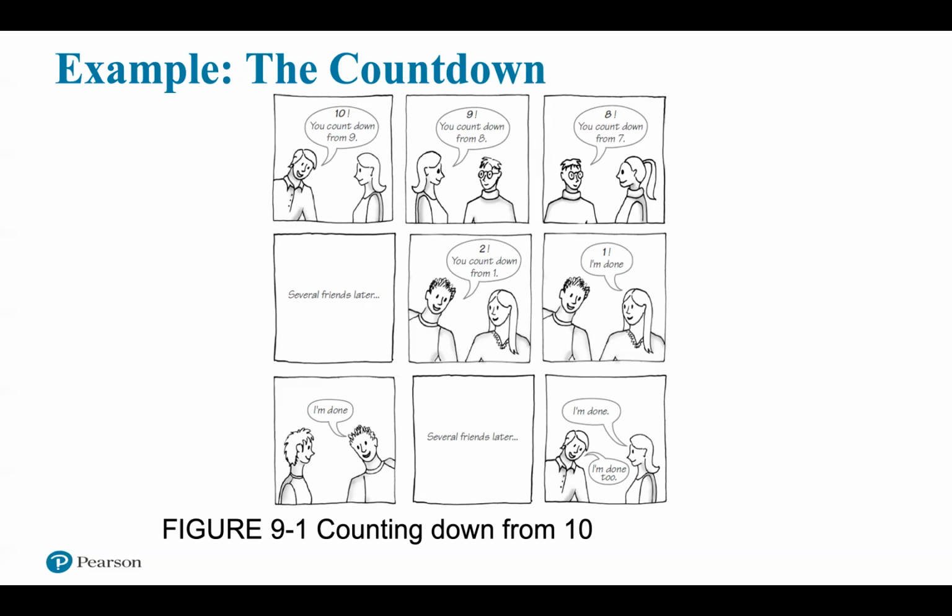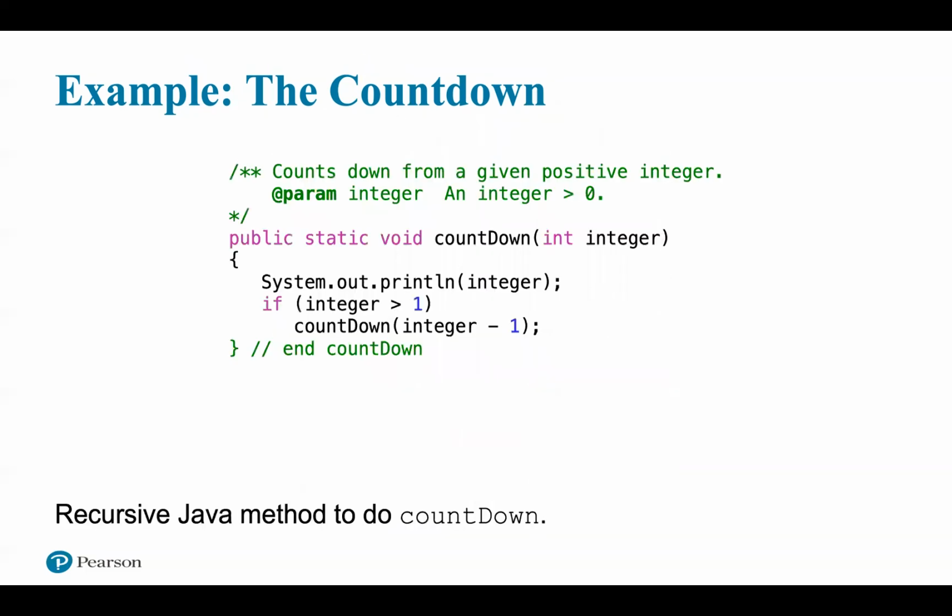You would shout 10, and then your friend would count down from 9. Counting down from 9 is a problem that is exactly the same as counting down from 10, except that there is less to do. It is a smaller problem. To count down from 9, your friend shouts 9, and asks a friend to count down from 8. The sequence of events continues until eventually some friend is asked to count down from 1. That friend simply shouts 1. No other friend is needed. You can see these events laid out in a fun way in this figure.